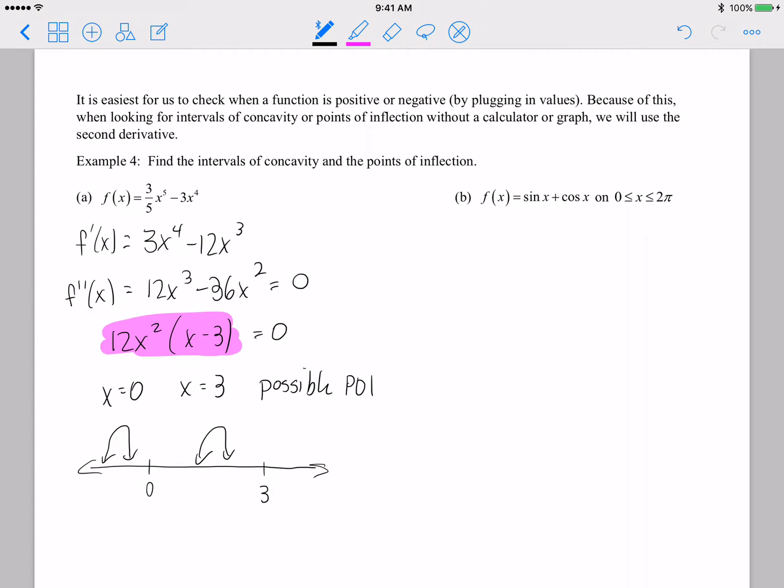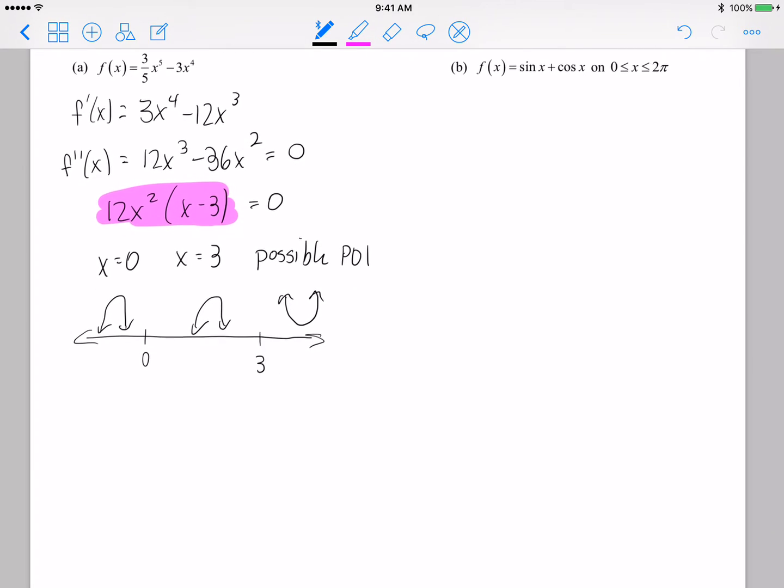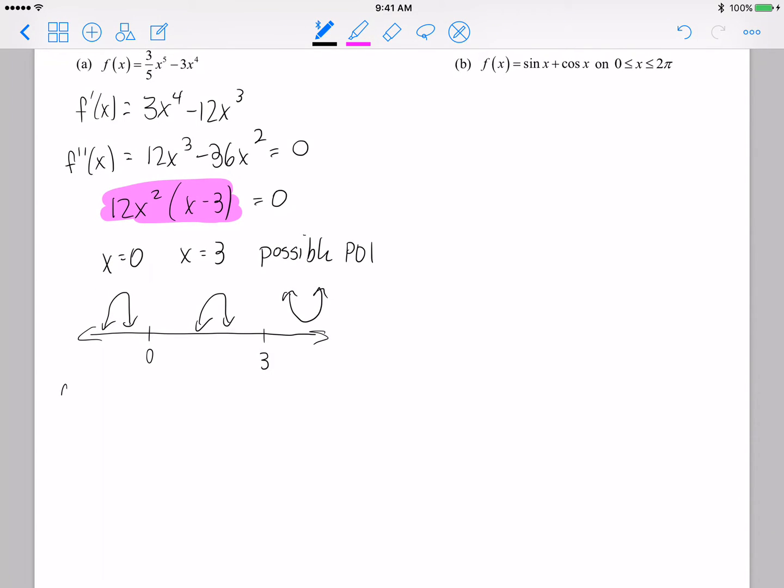Okay, and then in the last section, we could plug in 4 for x into the second derivative. 12 times 4 squared is positive, and 4 minus 3 is also positive, and so the function is going to be concave up there. Okay, so I'm going to use that chart to now write my answer. This function is concave up on the interval from 3 to infinity. It is concave down from -infinity all the way to 3. And we did skip 0 here and just included it in our interval for concave down.